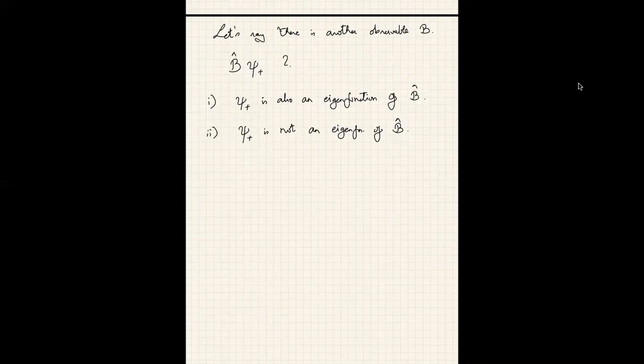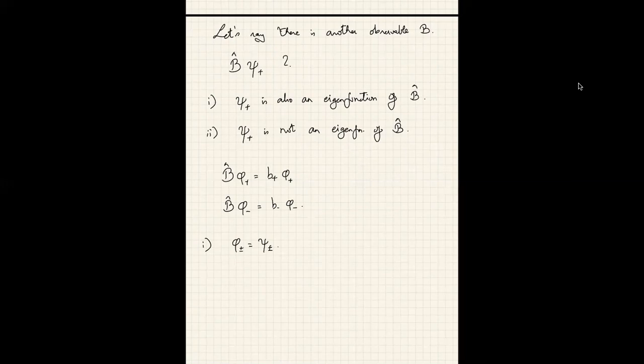Now, what am I saying? Let us say that B is also some operator that has two eigenfunctions and two eigenvalues. In general, let us say that B has two eigenfunctions, phi plus with eigenvalue B plus, and phi minus with eigenvalue B minus. Now the first possibility says that phi plus and phi minus are nothing but psi plus and psi minus. In other words, it says that A and B share the same eigenfunctions.